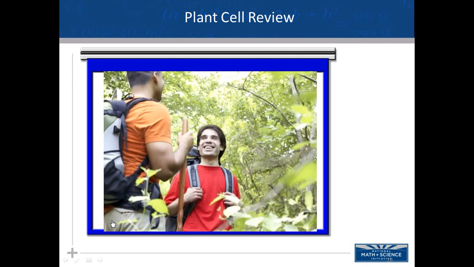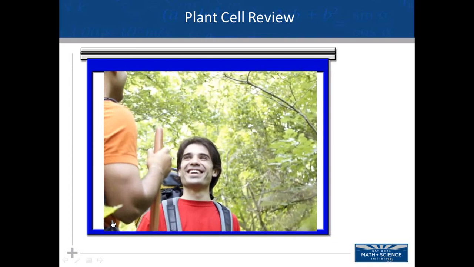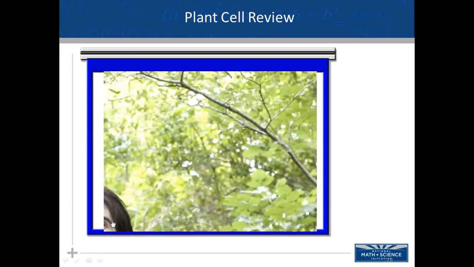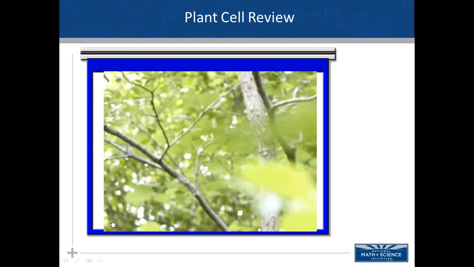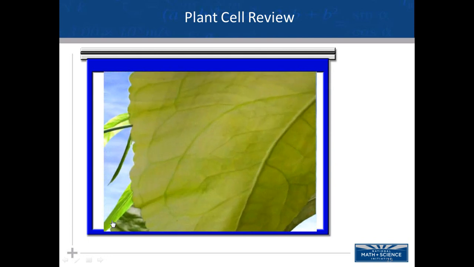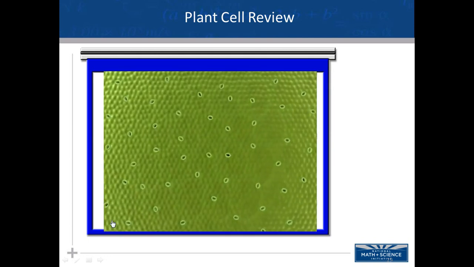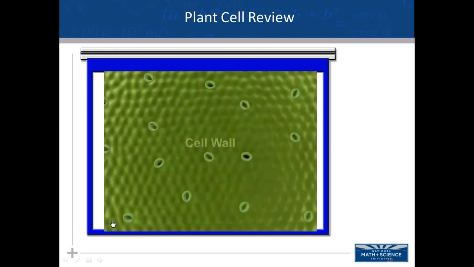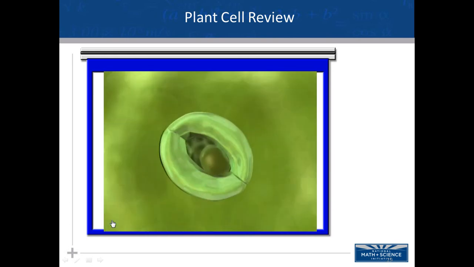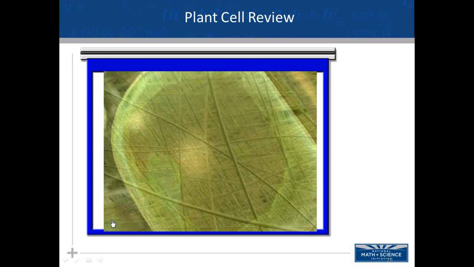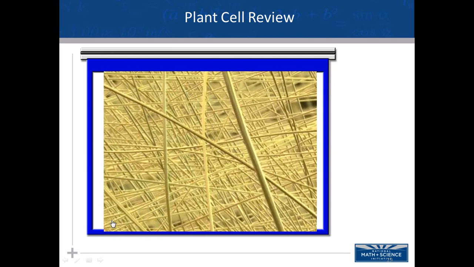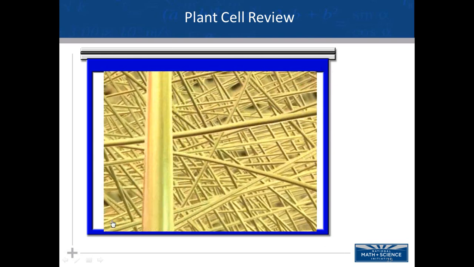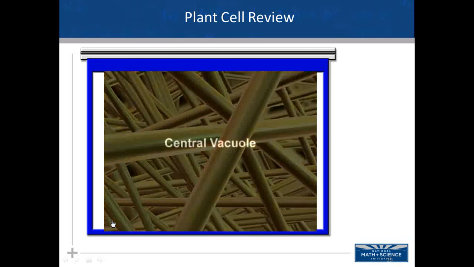Both animals and plants are made up of cells. Their cells have many features in common, but there are a few significant differences. Let's look inside a leaf to take a closer look at a plant cell. First, we encounter a protective cell wall outside the plasma membrane. The cell wall is made from strong cellulose fibrils.